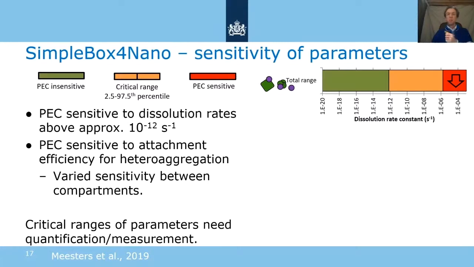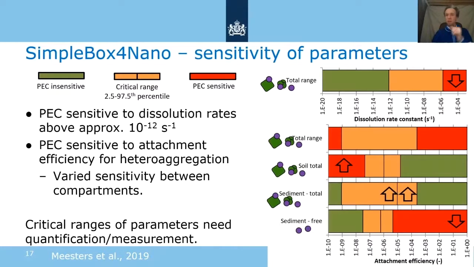He did the same for the attachment efficiency, which I briefly mentioned before, which is related to the heteroagglomeration between different particles, so the nanomaterial versus the colloid or coarse particles. You can see that it's sensitive to the whole range of tested attachment efficiencies, although the effect is different. In some compartments, the concentrations are increased when you lower the attachment efficiency. In others, it is the opposite.